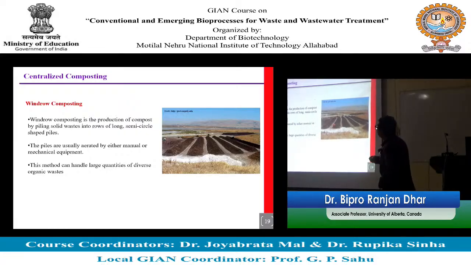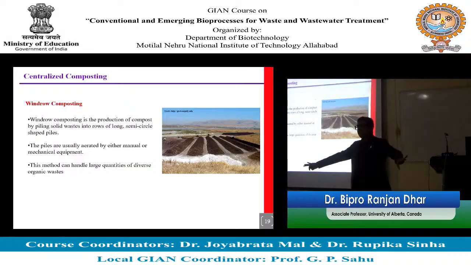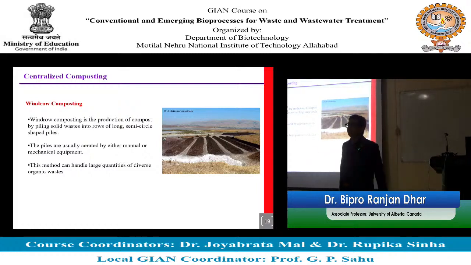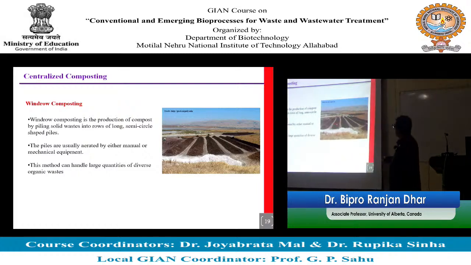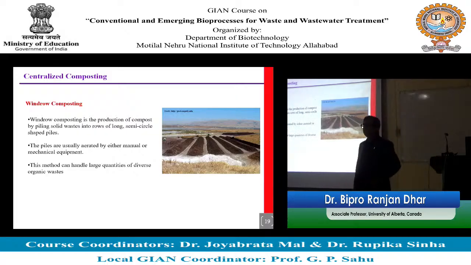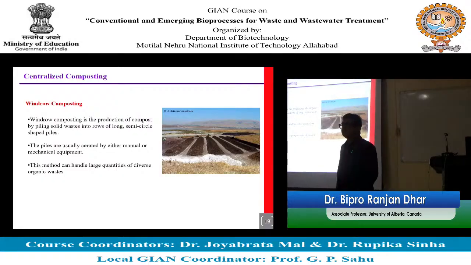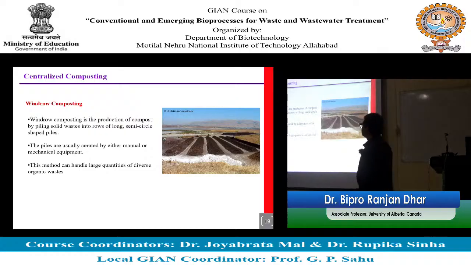And that's why you can see between two piles you have some space, right. If you have any mechanical equipment, you need some space to actually move them. So that's why you see there is some space between each windrow. This is basically like what people do in a rice mill with rice. Same technique. And this method can handle large quantities of diverse types of organic waste.